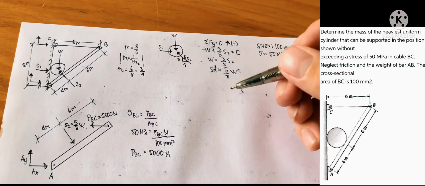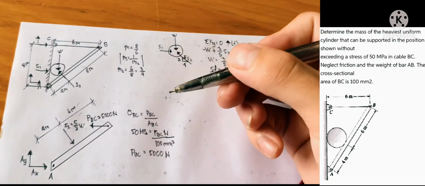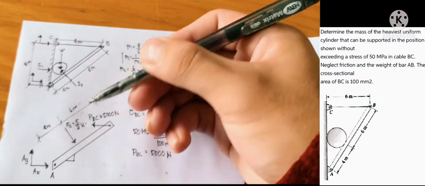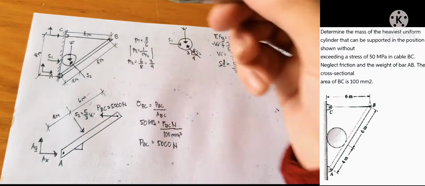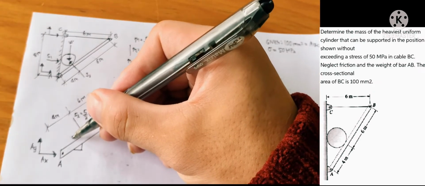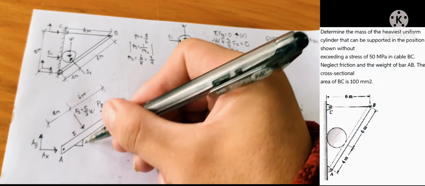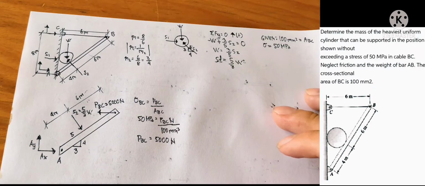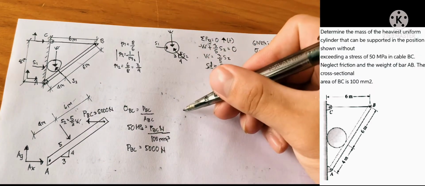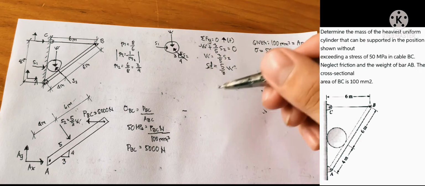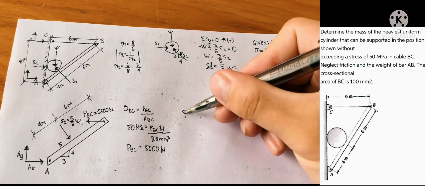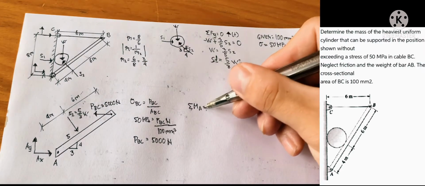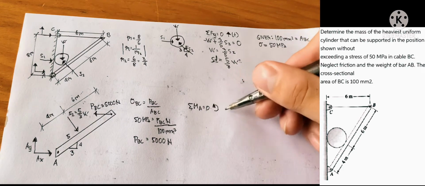Since we have newtons, we can already take a moment at A, so we can cancel out the components AX and AY. So here we have a slope of this, 6 divided by 2 is 3, and 8 divided by 2 is 4. Sum of moments at A equals 0, counterclockwise positive.